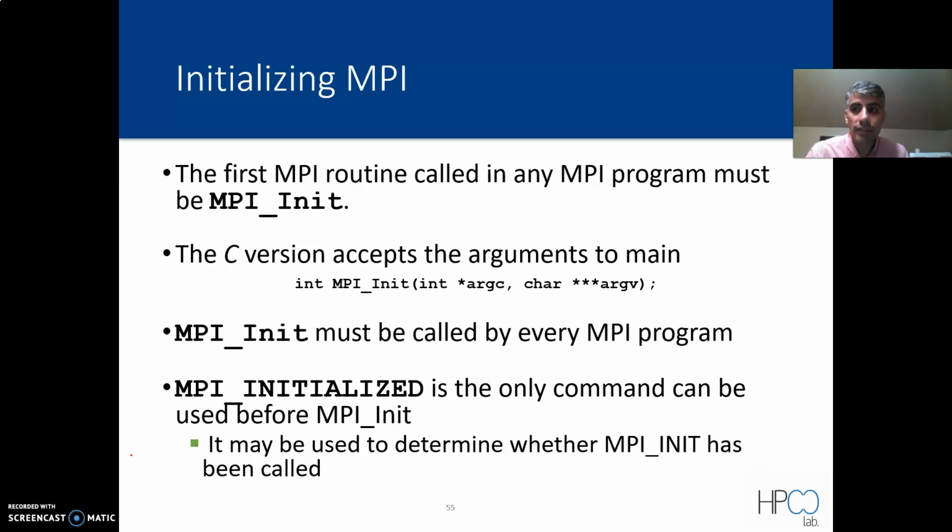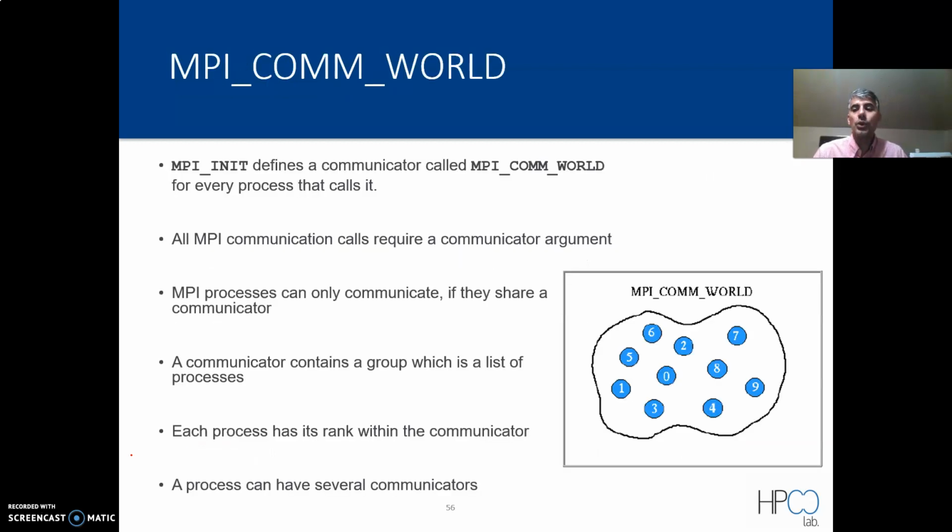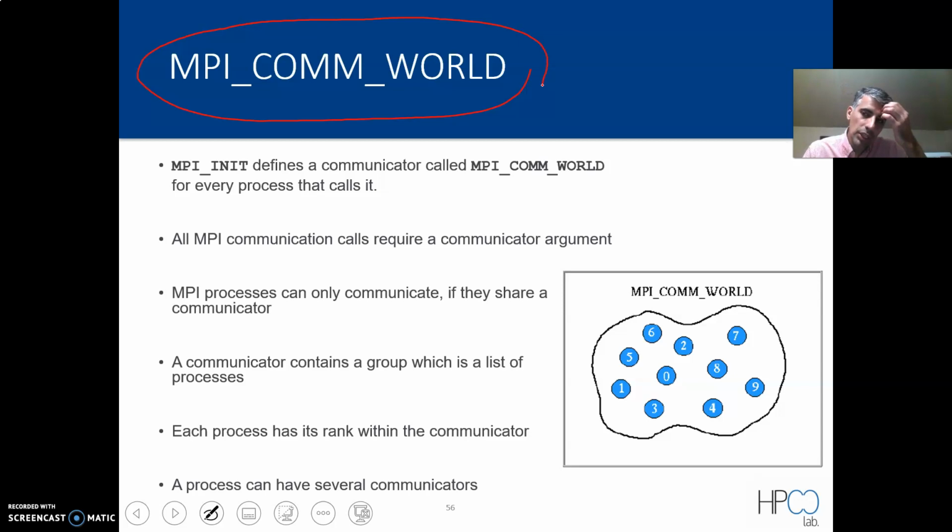And once the MPI init is done successfully, from that point onwards, you can utilize MPI commands. All right, I told you that one of the main things that MPI init does is creating the communication world, basically identifying all the processes that are going to communicate with each other, and by default it gives it a name called MPI COMM WORLD that is very often used.